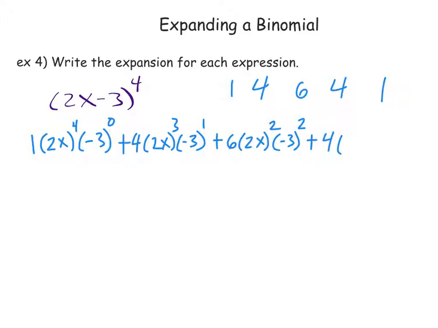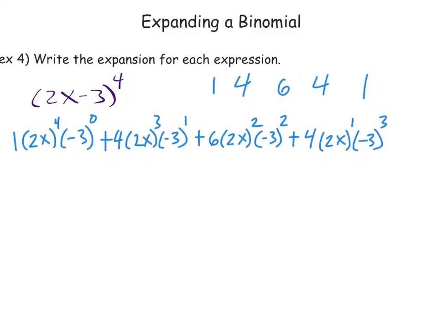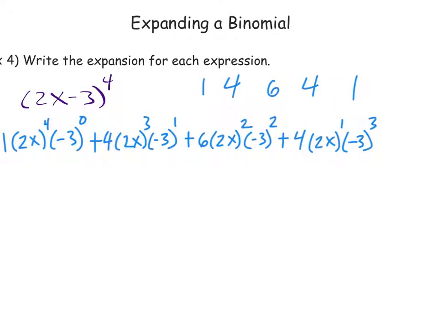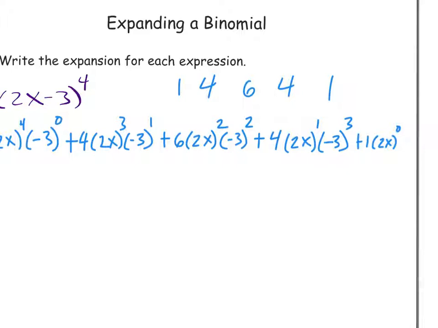Second to last term would be 2x to the first, negative 3 to the third. I'll scoot this over just a little bit. Then 2x to the 0, and now it is negative 3. That should be to the fourth. Okay.